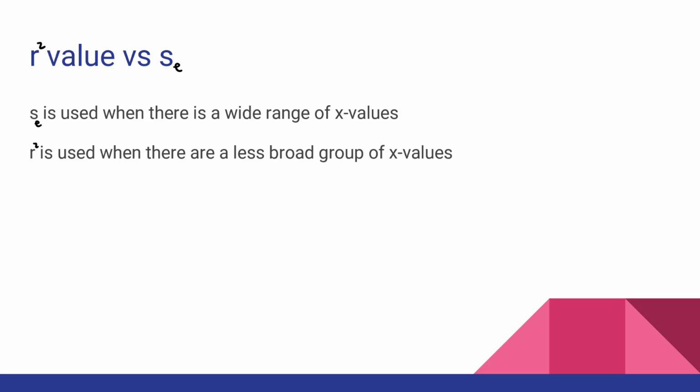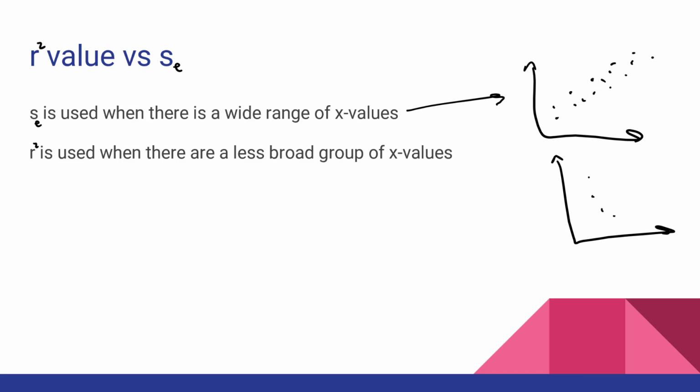The standard error for the residuals is mainly used when we have a wide range of x values. So when we have a graph that looks like this that spans over a large amount of x values, we can probably use the standard error for the residuals and it would be okay. But if we had a plot that was more clustered around a few x values, it would be better to use our r squared value. So basically, the r squared value is applicable to a wider range of scenarios.